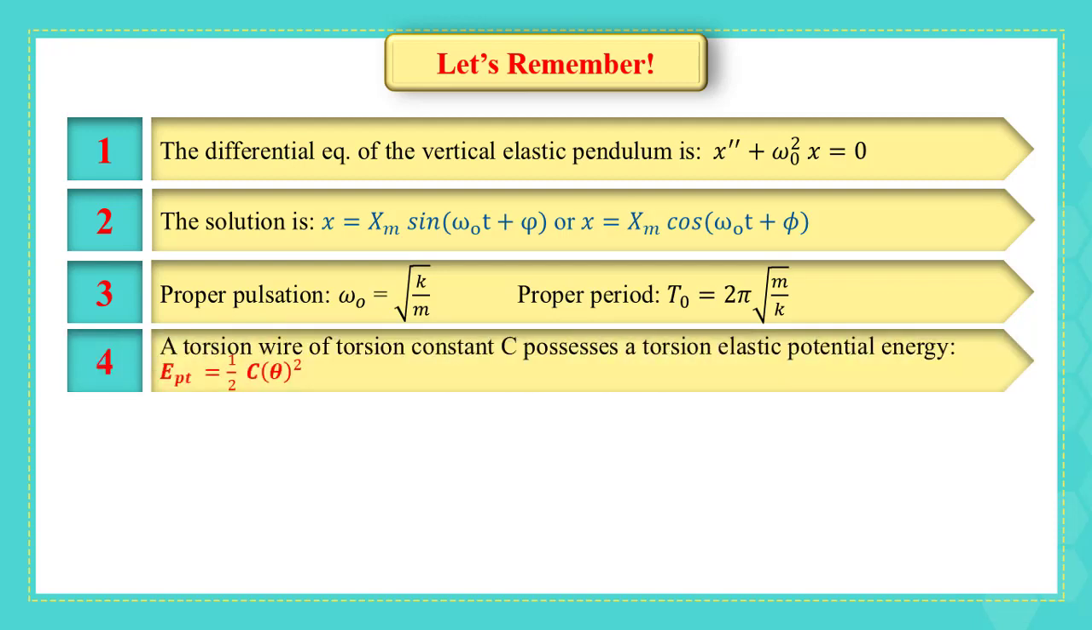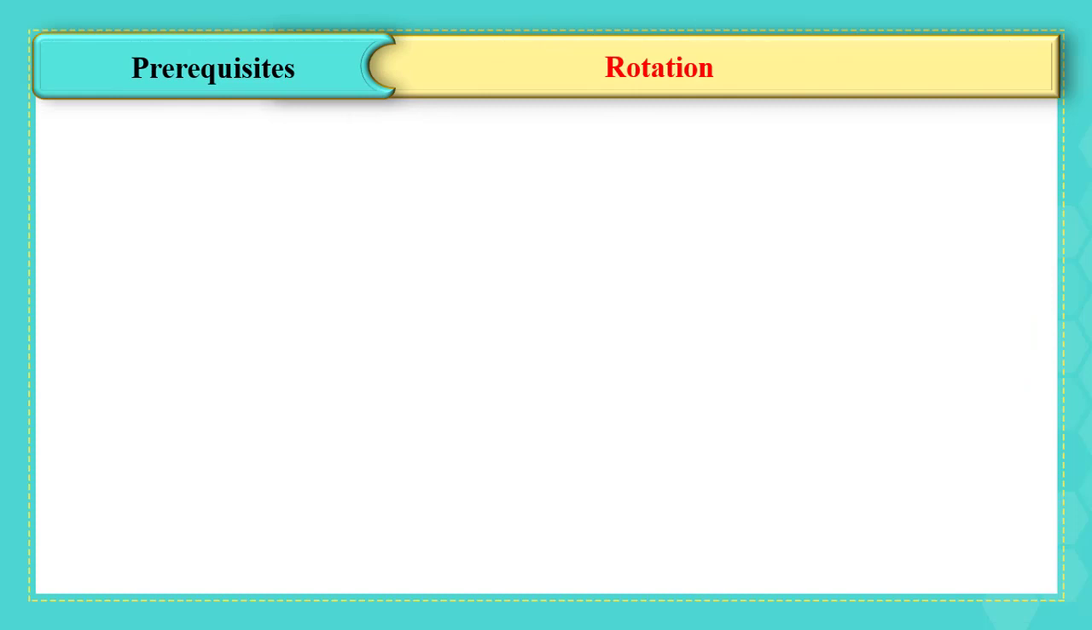From the first lesson, we took that a torsion wire of torsion constant C possesses a torsion elastic potential energy given by half C theta squared. We are going to start with some prerequisites about rotation, since we are going to need them in our lesson.